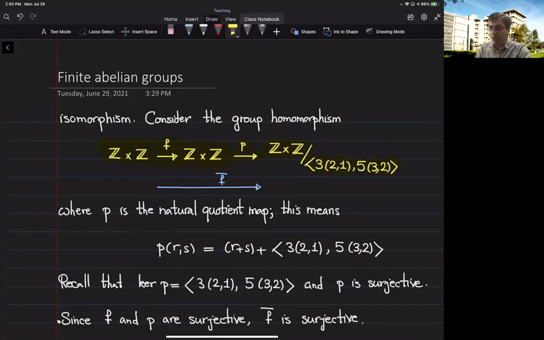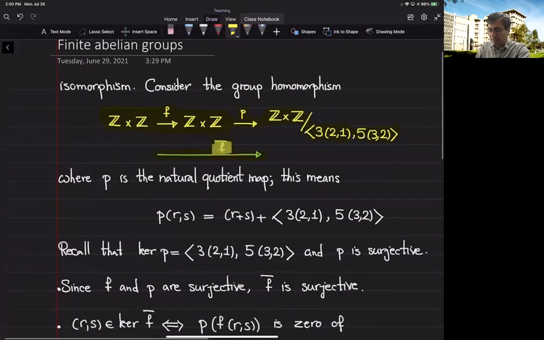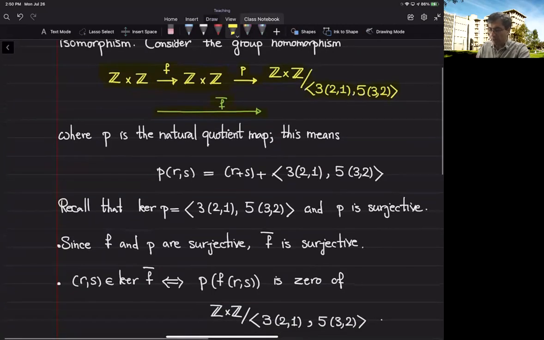Let's call the composite of these two functions F bar. Notice that both F and P are surjective group homomorphisms, and therefore their composite is also a surjective group homomorphism. So F bar is a surjective group homomorphism. I want to use the first isomorphism theorem for F bar. We have already discussed what the image of F bar is.